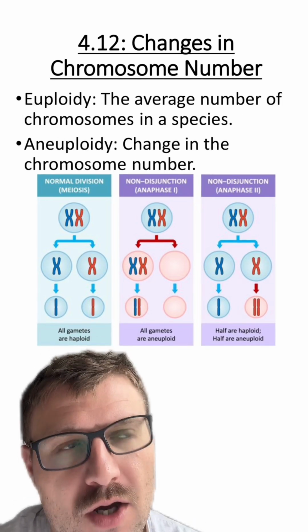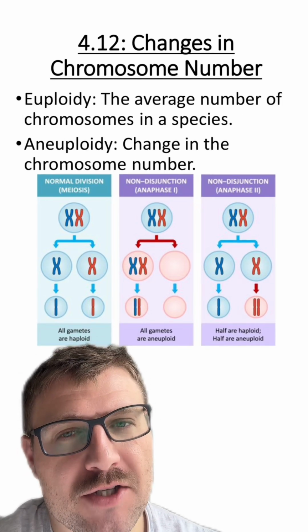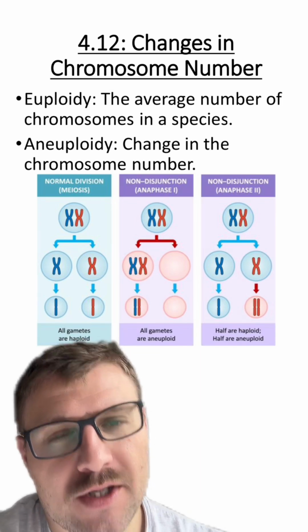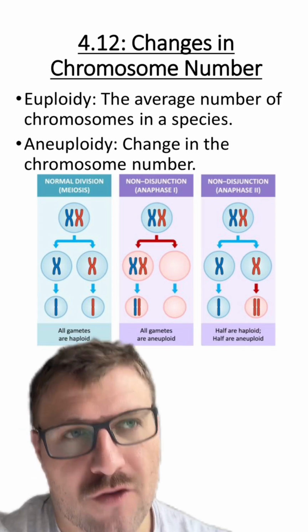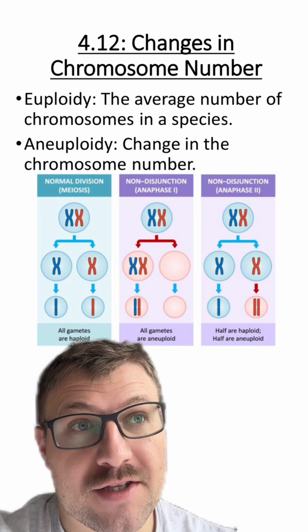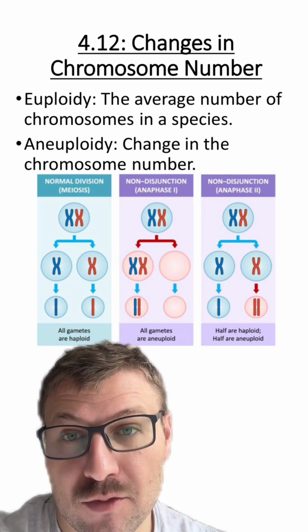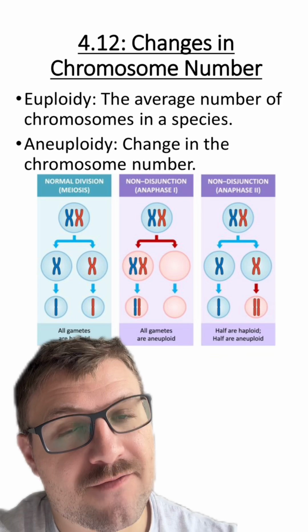Now, what we call the average number of chromosomes in a species is called euploidy. Aneuploidy is the change in that number of chromosomes, either more or less. So for humans, it could be like 47 or 45 for aneuploidy, but our euploidy number is 46.